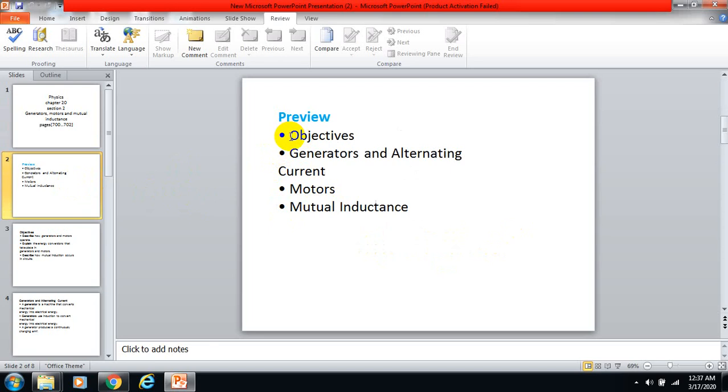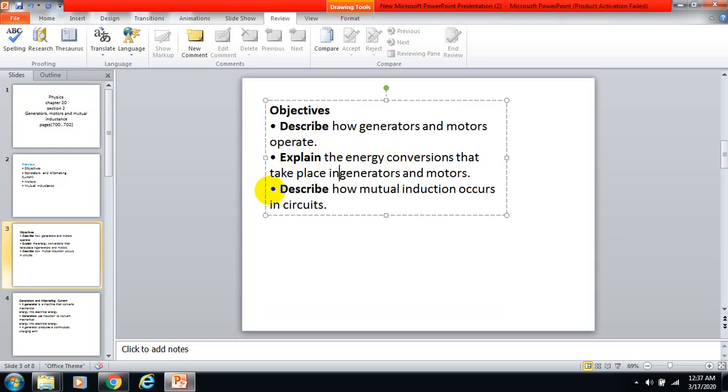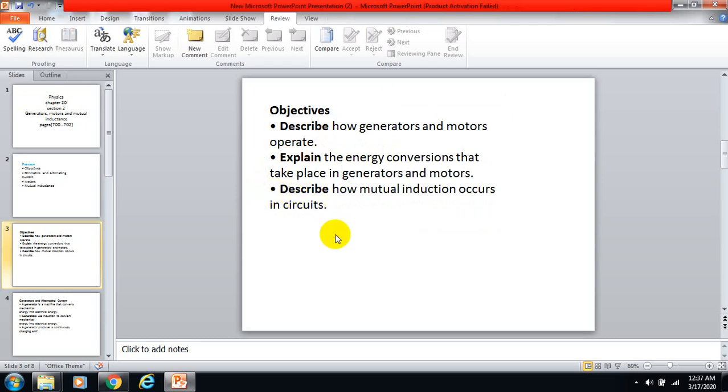What are the main things we are going to focus on? The first passage till the end are our objectives: generators and alternating currents, like AC currents, motors and mutual inductance. And the objectives state that we will describe how generators and motors operate. There are explanations as well regarding the energy conversion that takes place in generators and motors. And then describe how mutual induction occurs in circuits.